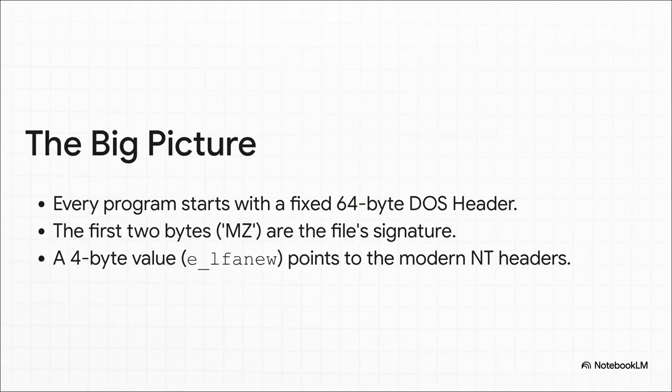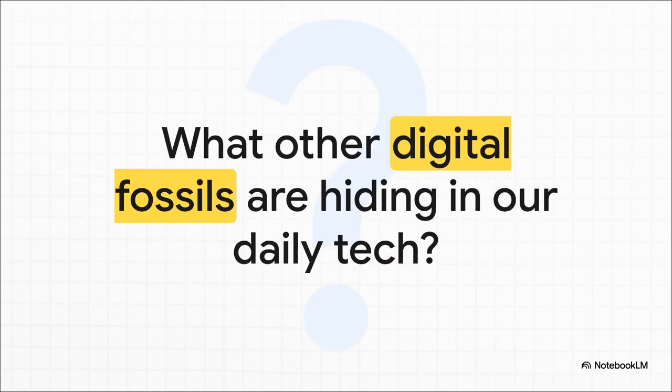So let's just quickly wrap up what we've uncovered. Every single Windows program you use starts with this tiny 64-byte historical artifact from the age of DOS. Its first job is to offer a secret handshake with the letters MZ. Its second and most important job is to point the way to the modern part of the file. It's this beautiful, clever piece of digital history that ensures our cutting-edge software still respects its own past. And that leaves us with one final thought. This 64-byte header is just one example. It really makes you wonder, what other digital fossils, what other ancient secrets are hiding in plain sight in the technology we use every single day?